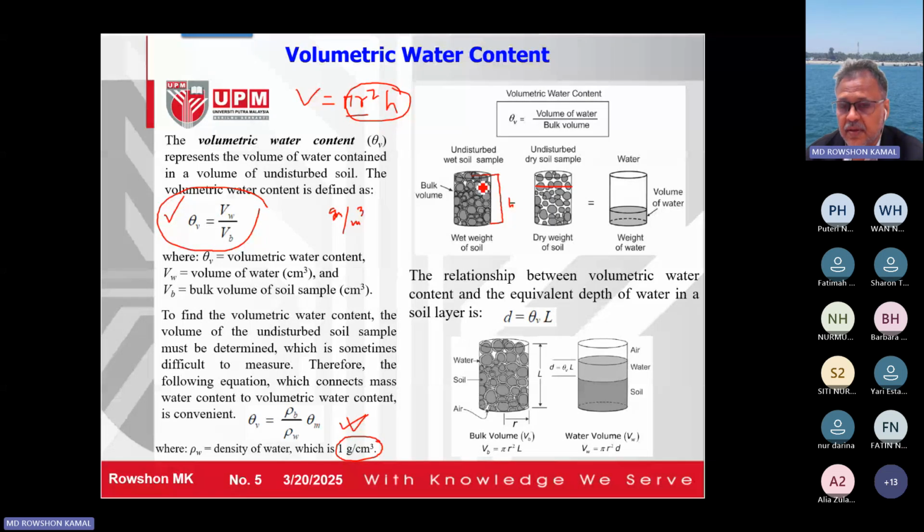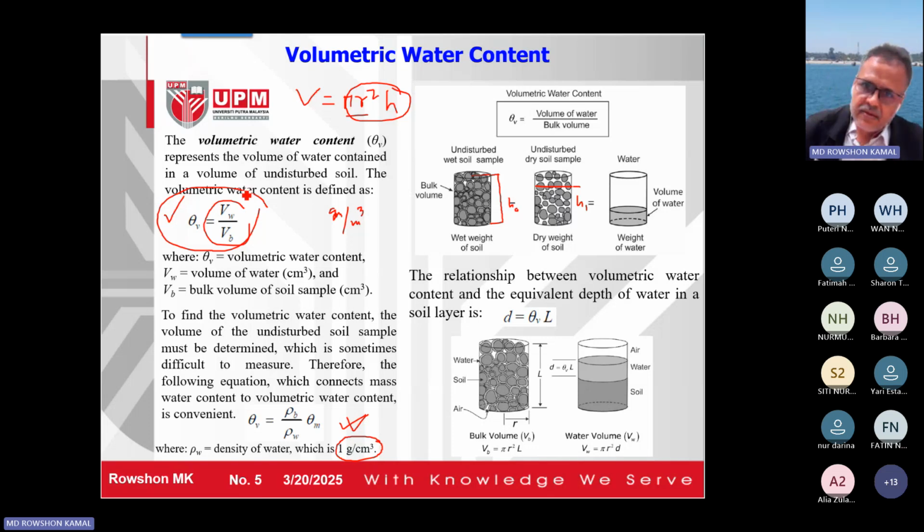Then after heating, means after drying, the water will be removed, then maybe some part of the soil column will be empty. Then you can measure this one. Maybe this one is H1, this one is H0. Okay, so definitely this one will be less. Okay, so if you subtract this one, then you can find the volume of water. So this is the manual technique, right?